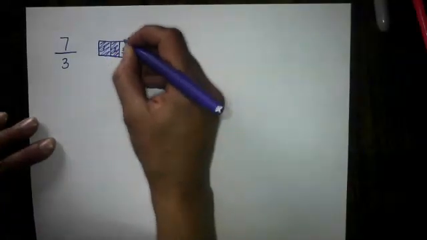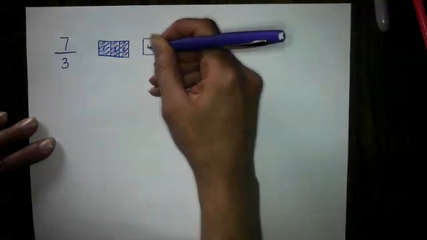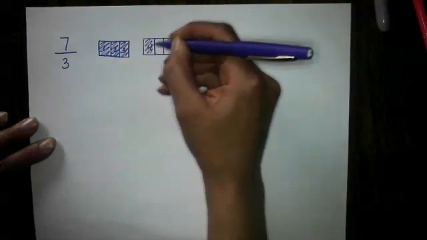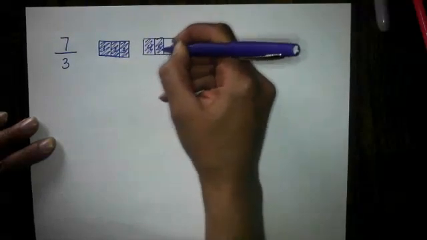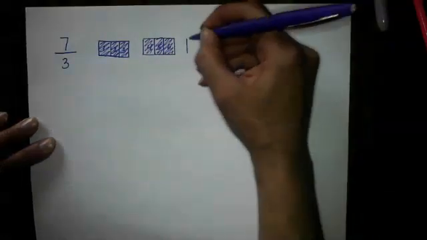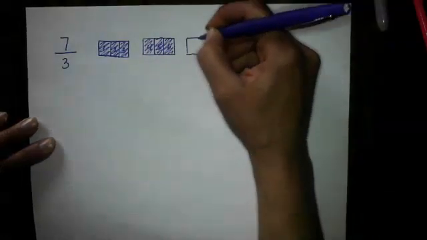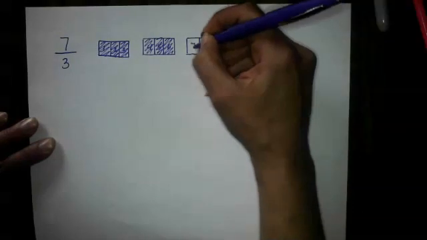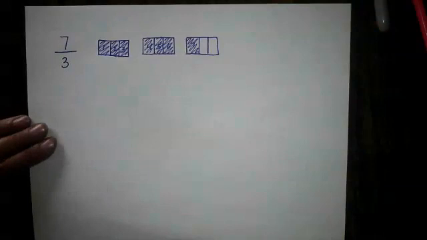1, 2, 3, 4, 5, 6. I have to make another whole candy bar to get 1 more piece, and 7. So that is what an illustration or a drawing of 7/3 looks like.